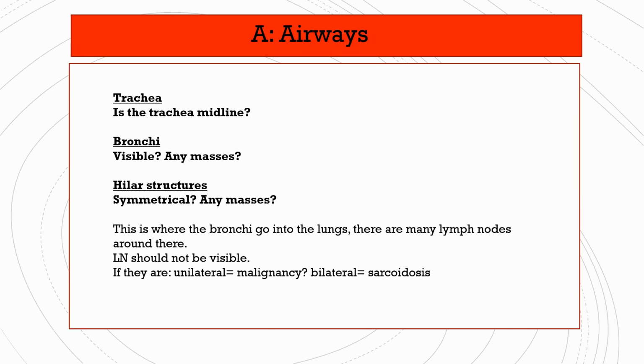The hilum is where the bronchi actually arrive in the lung, okay? And it's really important because there are many lymph nodes in the area, and lymph nodes, they should not be visible, okay? If they are visible, then it can mean some problems, right? Unilateral lymph nodes could be indicative of a malignancy, whereas bilateral, it's usually sarcoidosis, okay?